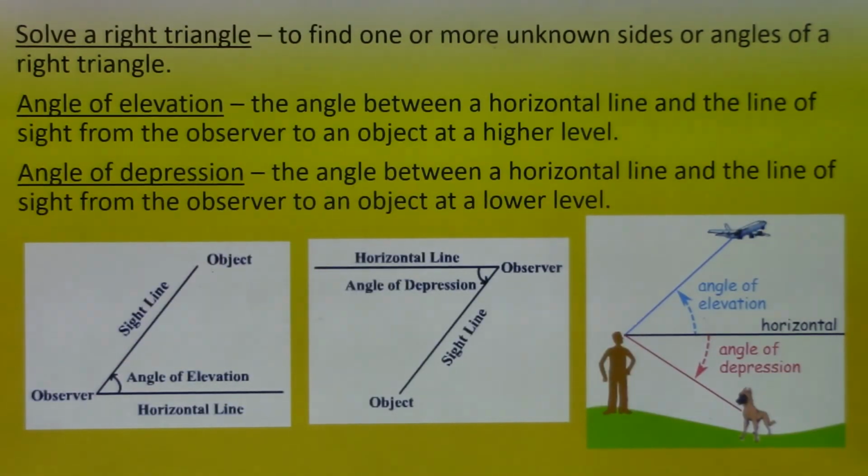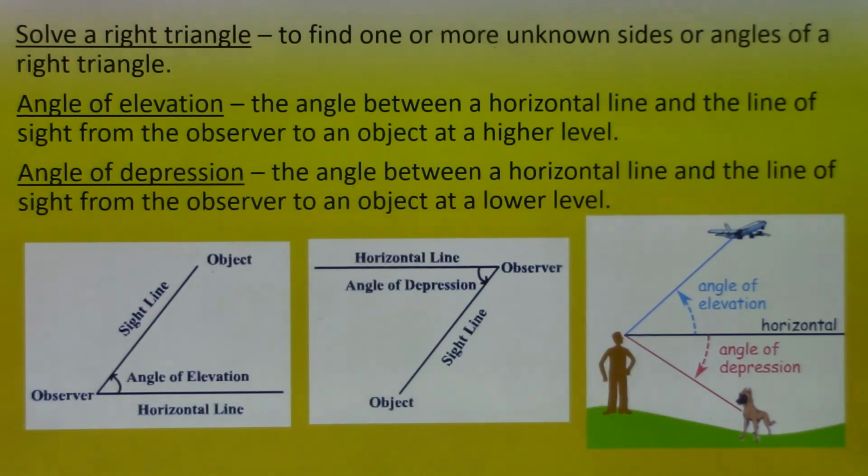Next says solve a right triangle. What does that mean? You see this expression in instructions that says solve the right triangle. How do you go about doing that? This is how you do it: to find one or more unknown sides or angles of a right triangle. That's what the instructions mean when it says that.